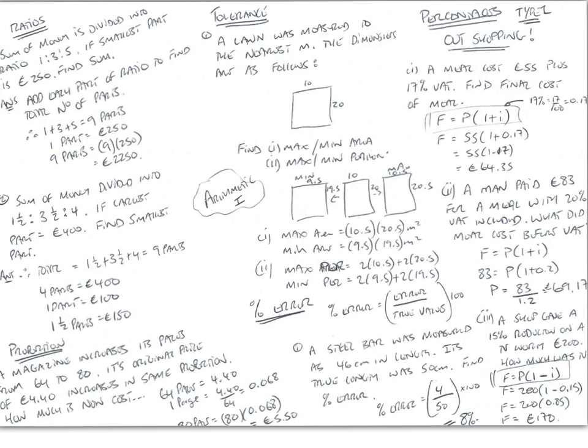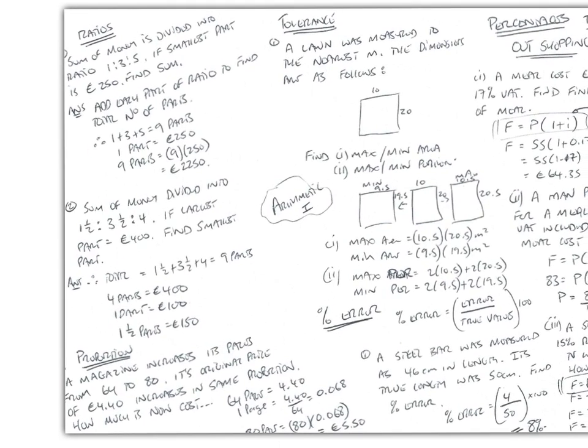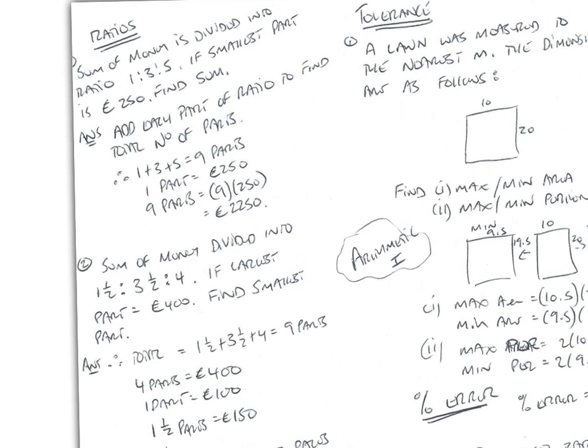So let's look at arithmetic part 1. Okay, so we'll just start by looking at ratios. For ratios, the idea is that you're given a ratio, 1 is to 3 is to 5. For any of the ratio problems, I suppose the first thing to do is to add the parts of the ratio up to get the total numbers involved. So I suppose by example is the best way.